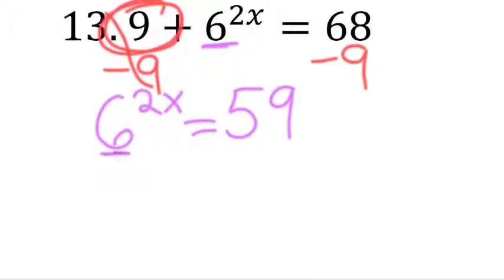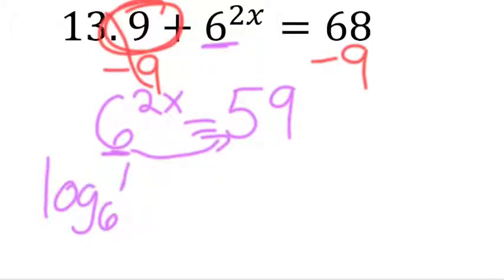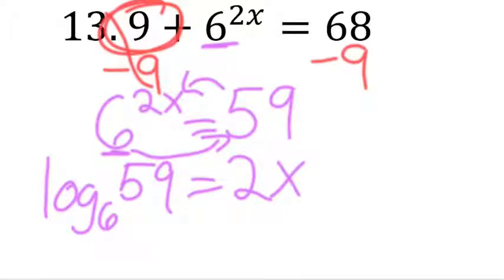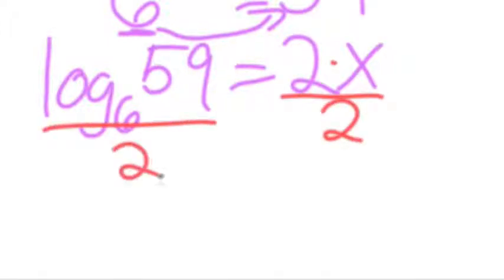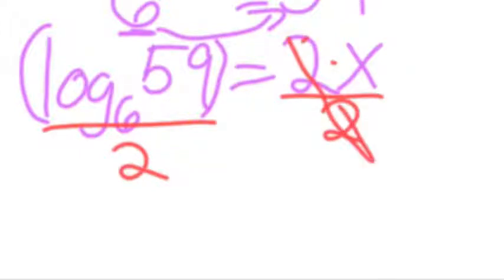Now we have our base of our exponent, so it's going to be our base of our log. We're taking the log of 59 equals our exponent, which was 2x. X is not by itself, so we take the 2 away by dividing by 2. So we have log base 6 of 59 divided by 2 as our x.